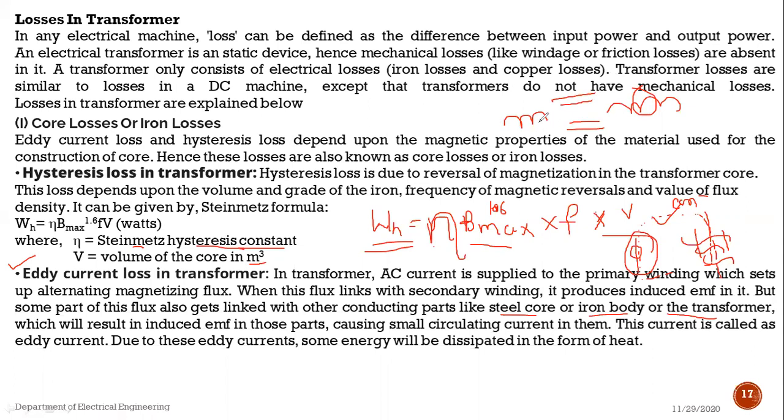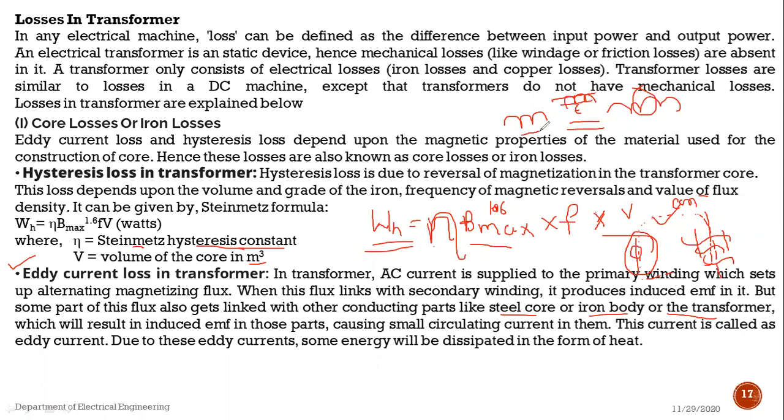Due to that it will induce some EMF in that coil. This EMF is induced in the core part, or this conducting part. What will happen when the EMF is induced in the conducting part? This induced EMF will set up some current, and this current is called circulating current. Getting?